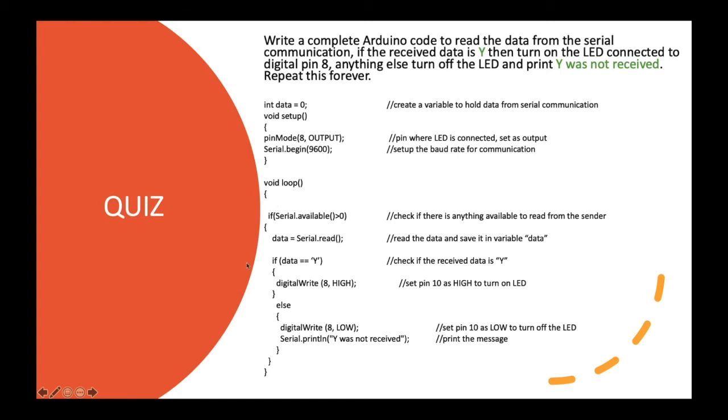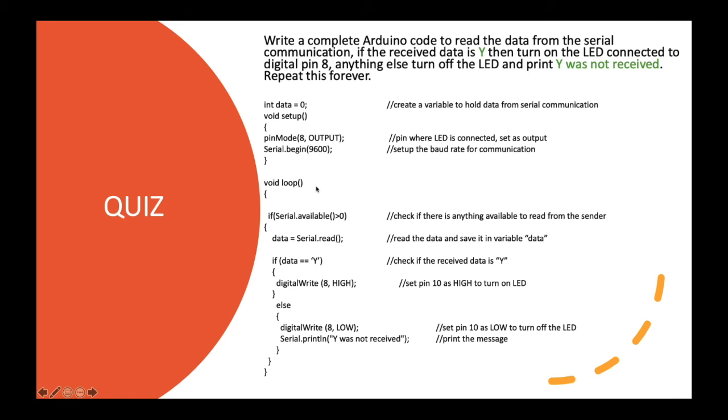Now, inside the loop function, the first thing that you need to know is if there is anything available from the communication, right? Meaning, if a sender has actually sent anything for you to read. So you are expecting a data Y or something else. If the data that you are expecting is uppercase Y, then only you are going to turn on the LED, right?